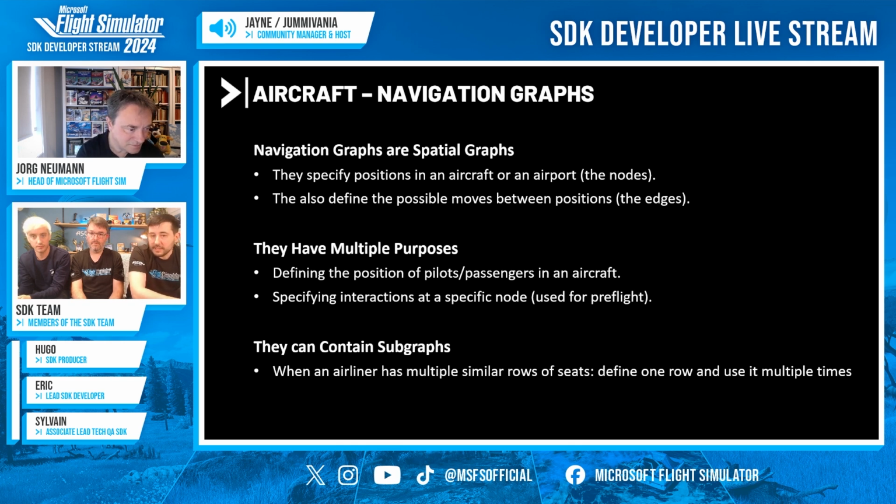One last detail is that to make it easier to use, we also have subgraphs, which means you can create a small graph that you will instantiate multiple times. So for example, in an airliner cabin where there are hundreds of passengers, you can create a seat row and instantiate it multiple times to have all your passengers.